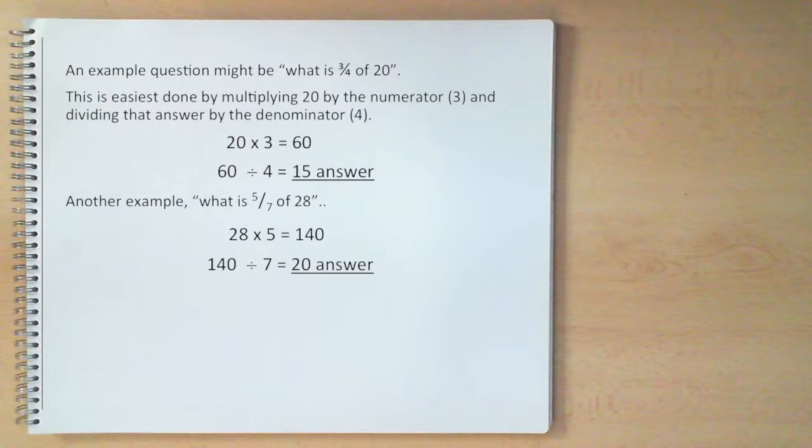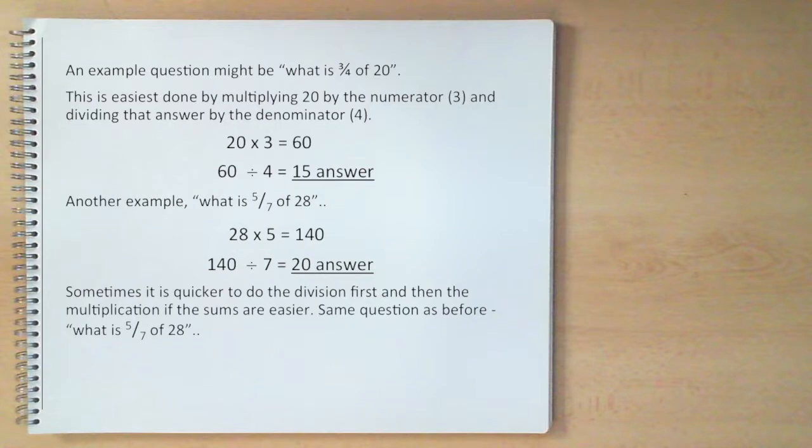Sometimes, however, it's better to do the division first, if that division is easier. In the example we've just done, it's probably easier to do the 28 divided by 7 first. We should know that. It's part of the 7 times table, it's part of the 4 times table. 28 divided by 7 is 4. 4 times 5 is 20. We get the same answer, but I think you'll agree that that division and that multiplication were easier than the previous ones.